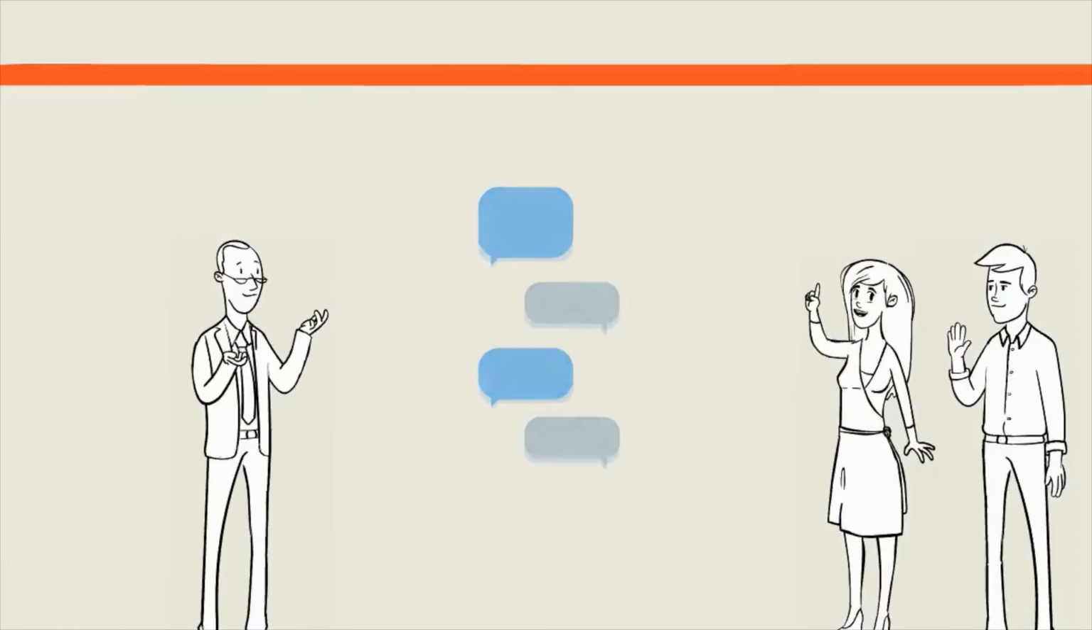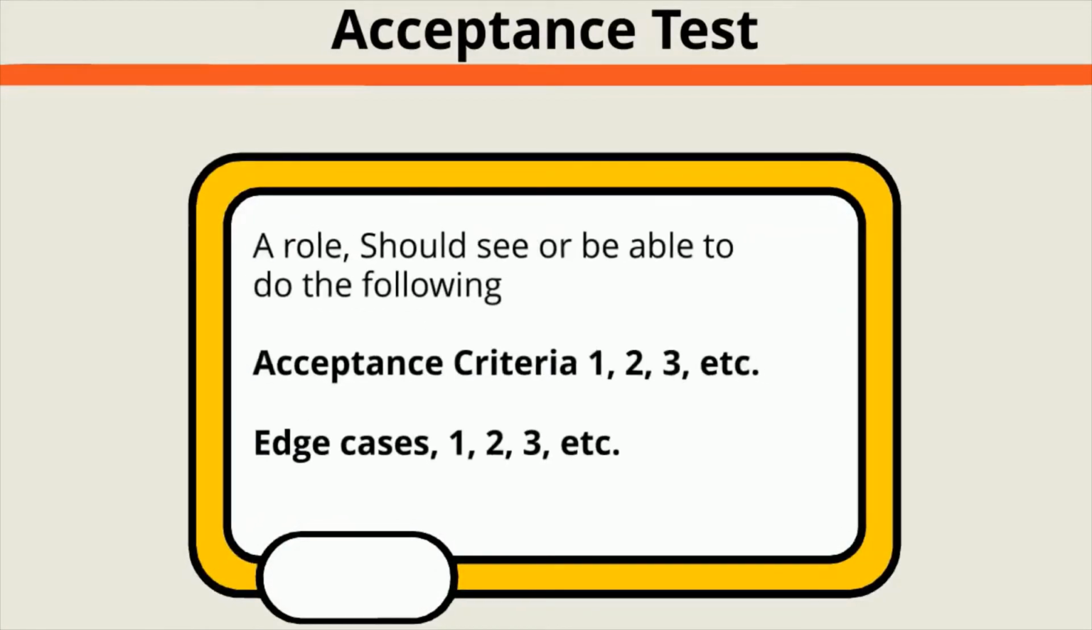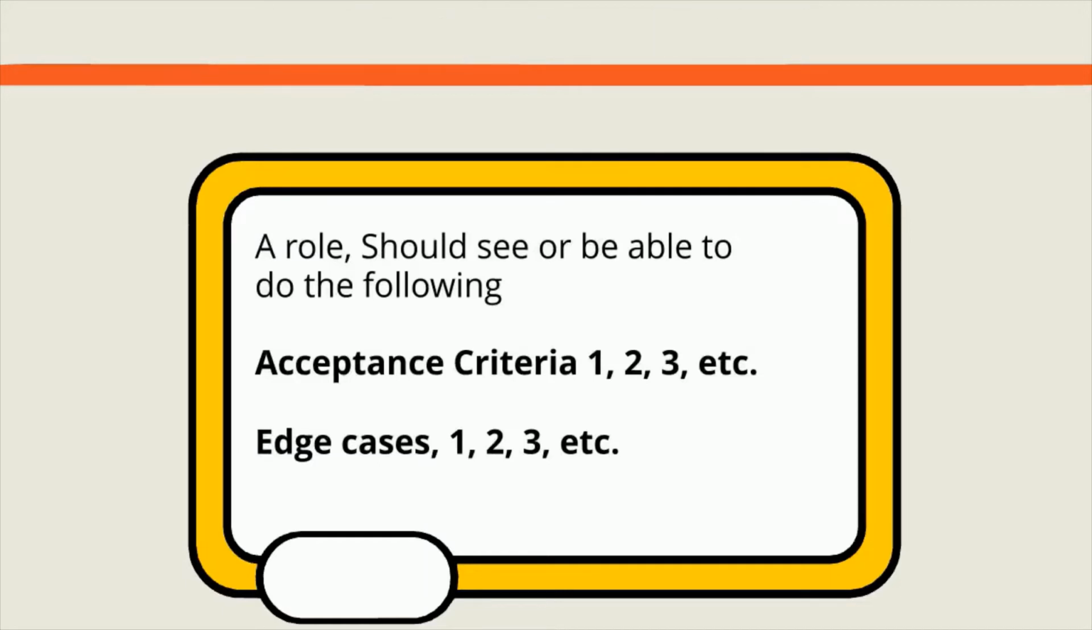The acceptance test criteria template used for writing is: a role should see or be able to do the following. Acceptance criteria 1, 2, 3, etc. Edge cases 1, 2, 3, etc. This is a simple bullet-pointed list of criteria. It is not complicated nor complex, neither should it be. All that is needed is a set of logical criteria that can be used for tests. Also note that edge cases are separated out. This is not mandatory, but in my experience, it helps to prepare for a tricky situation that may arise.